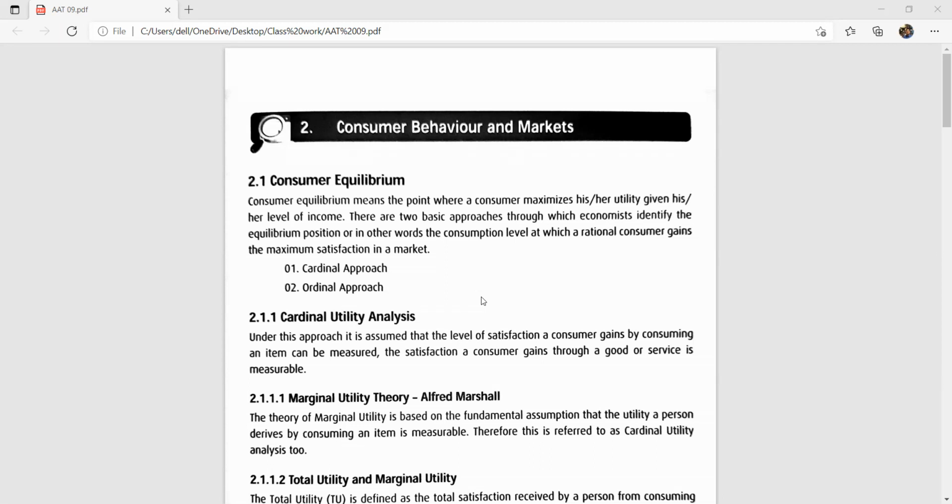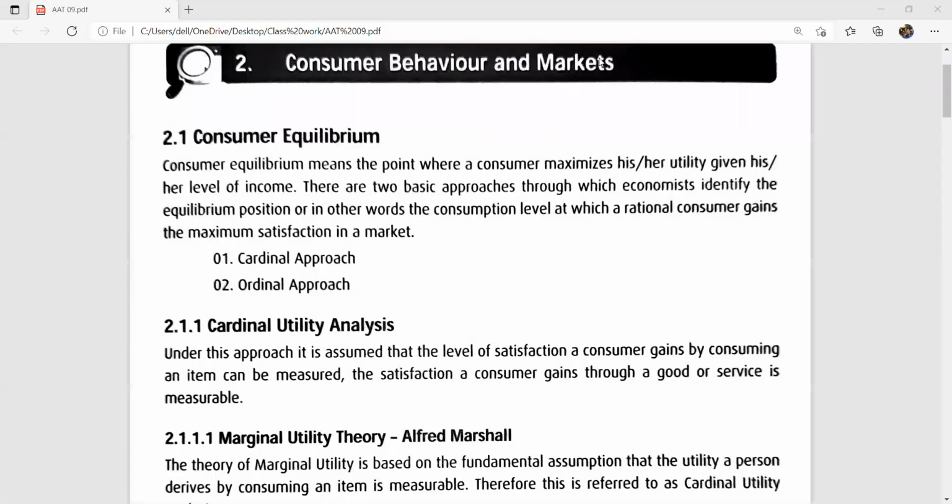In the cardinal approach, economists believed utility, we can say consumer satisfaction, can be measured. So when you get your foodstuffs, for example, for dinner, imagine you are going to have a pizza. You ordered. Now it is in front of you. You were really hungry, so you took one piece and ate.